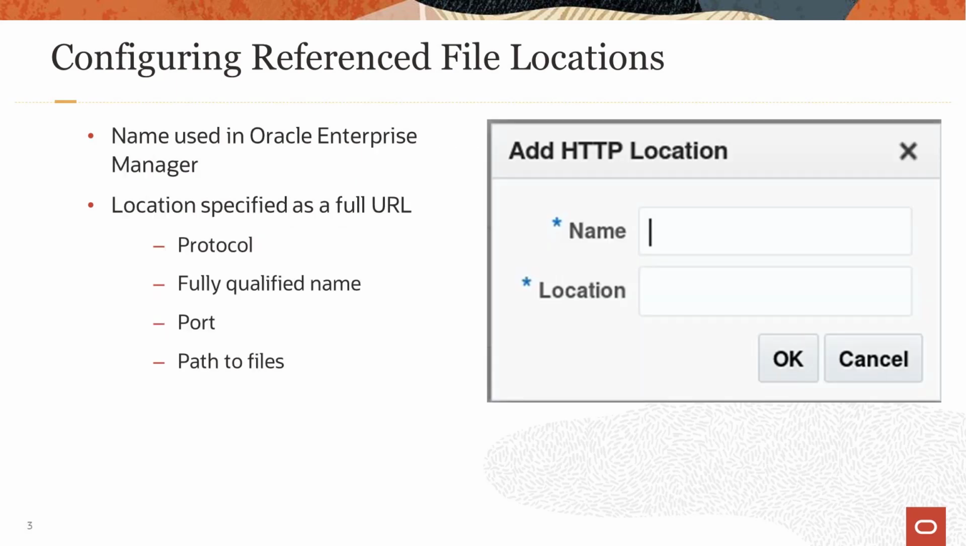To create a referenced file location for an HTTP server, include the name of the location used in Oracle Enterprise Manager. The location provided must be a URL that includes the protocol, HTTP or HTTPS, the full name of the server, the port if necessary, and the path to the directory on the server where the virtual machines and assemblies are stored.